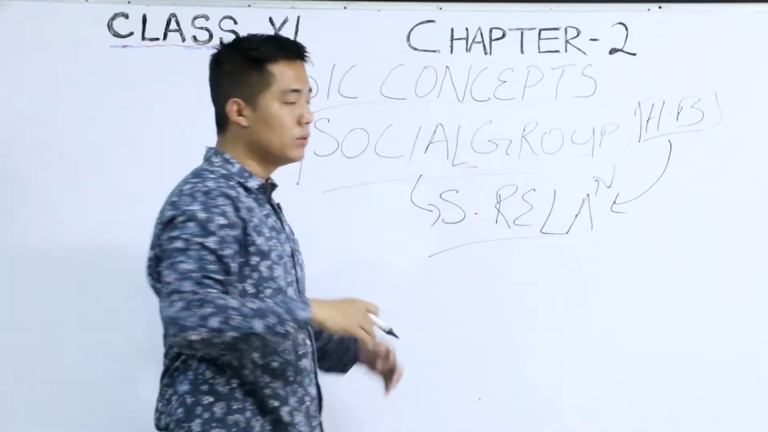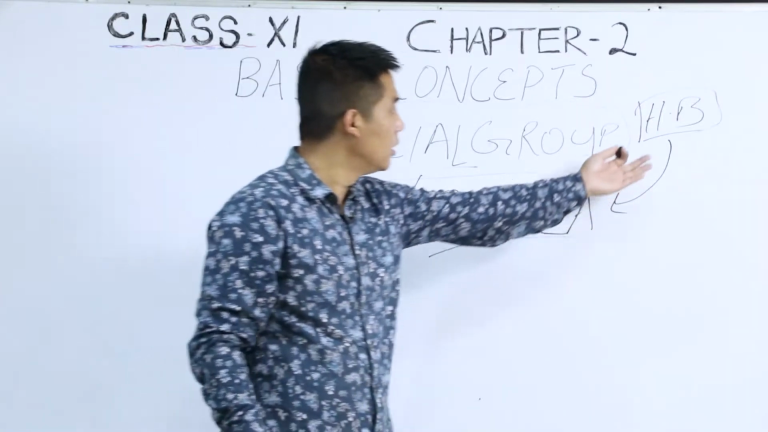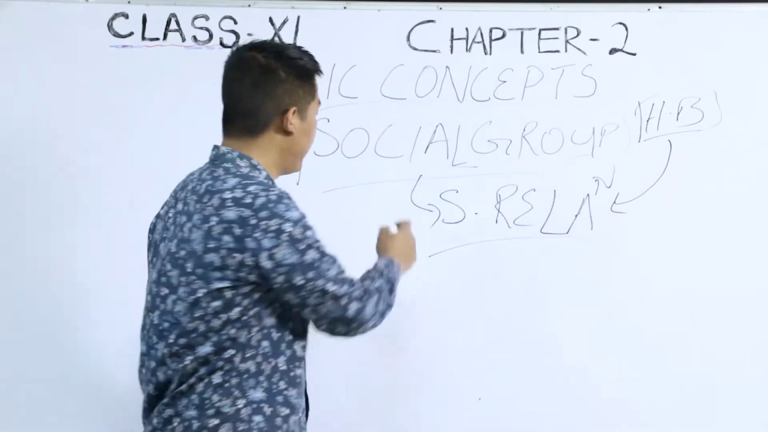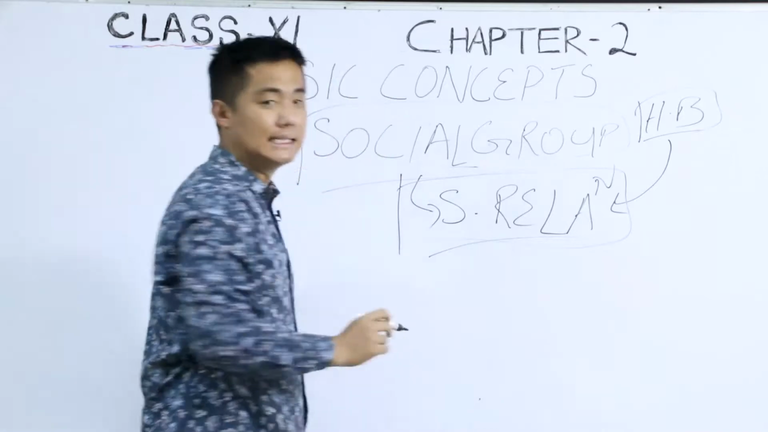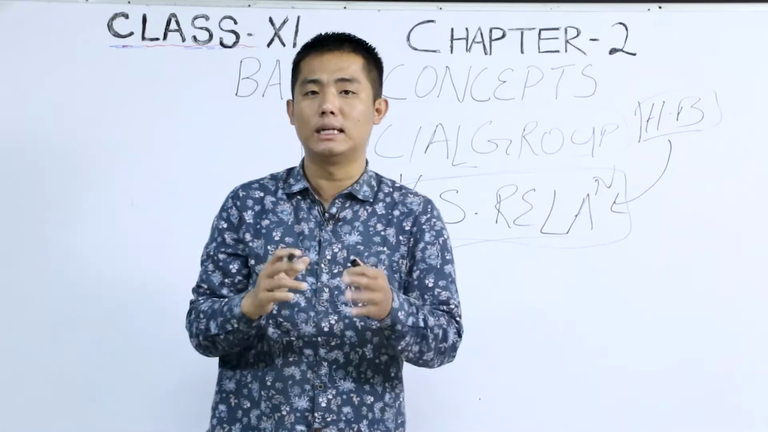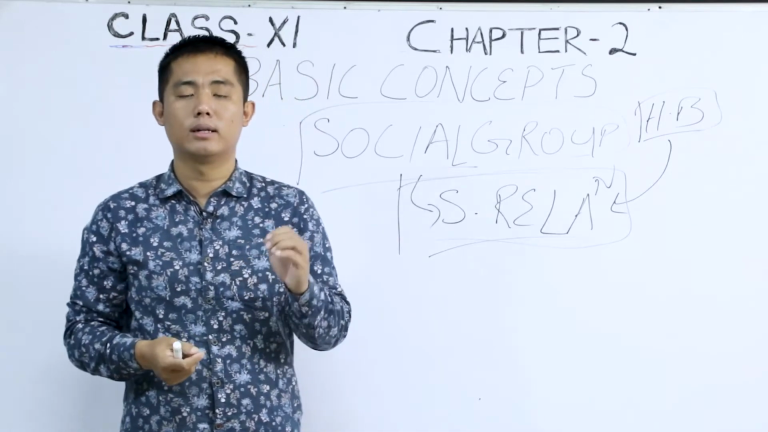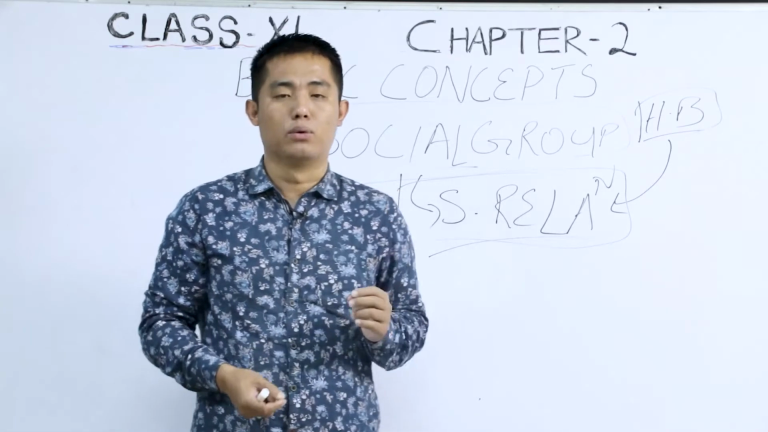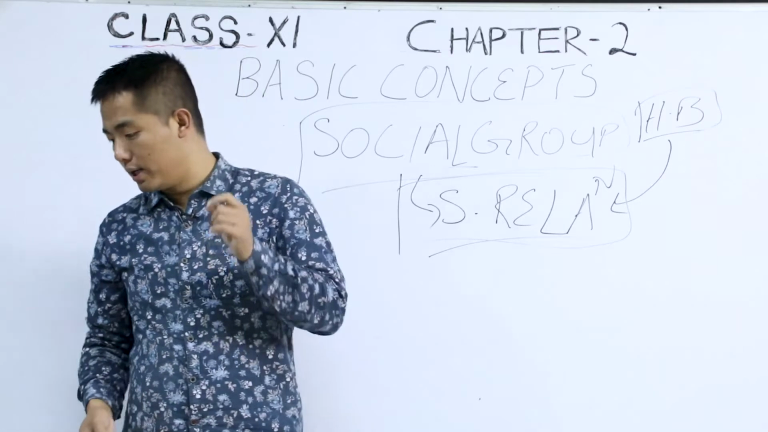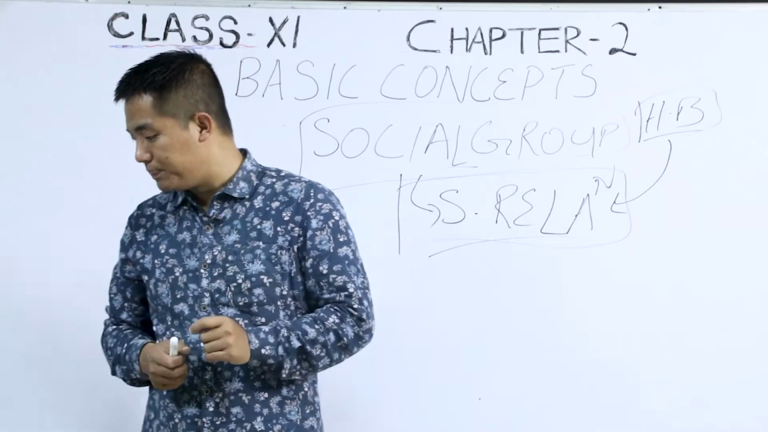It is a group of individuals or human beings who have social relationship. They have a certain relationship with each other, and that is something which they cherish. And this is the reason why they are called social groups.